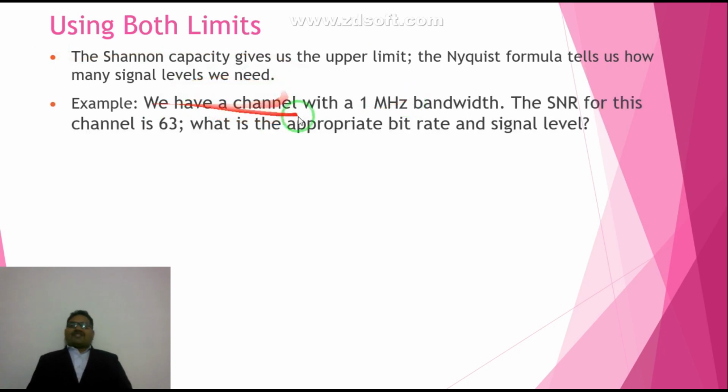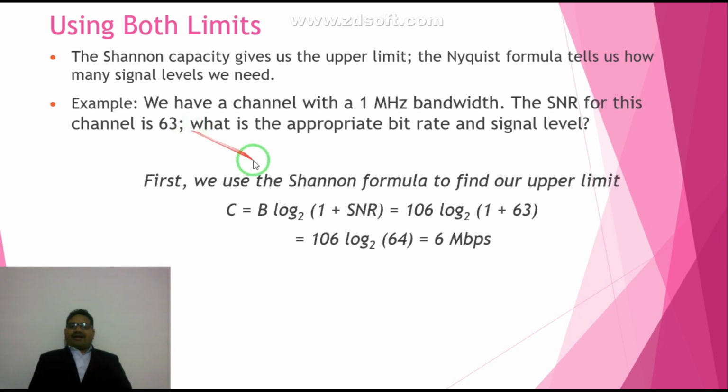So if we have a channel with a 1 megahertz bandwidth, and the signal to noise ratio for this channel is 63, then what is the appropriate bit rate and the signal level? We can find it by using the Shannon formula, that capacity is equal to bandwidth into log of 1 plus SNR. As we know, bandwidth is 1 megahertz and log of 1 plus SNR, that is 63.